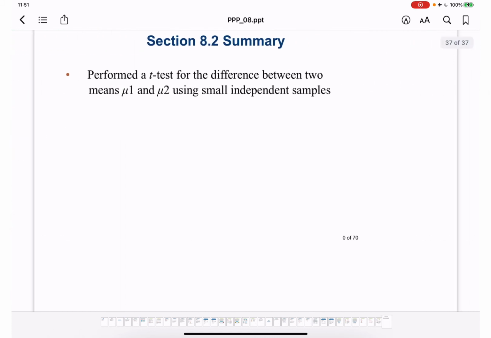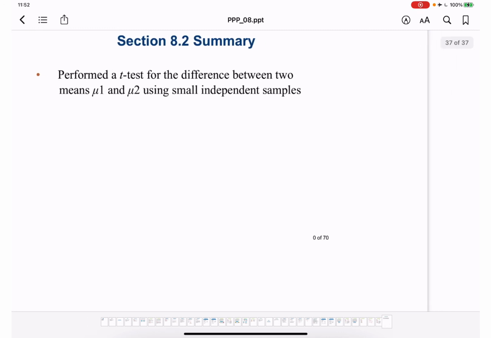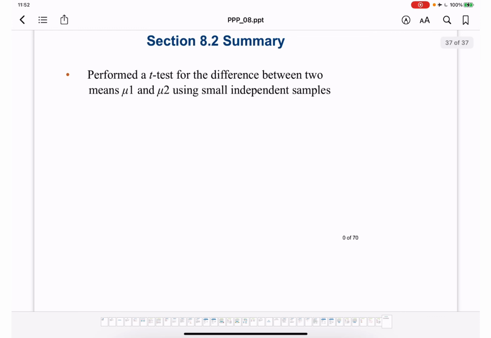So I am done. We learned to do tests for two samples with the mean, where we have independent samples, and the cases where variances are equal or variances are not equal. Now I will go over problems. I would highly recommend watching this lecture first before you do your assignment. Okay.